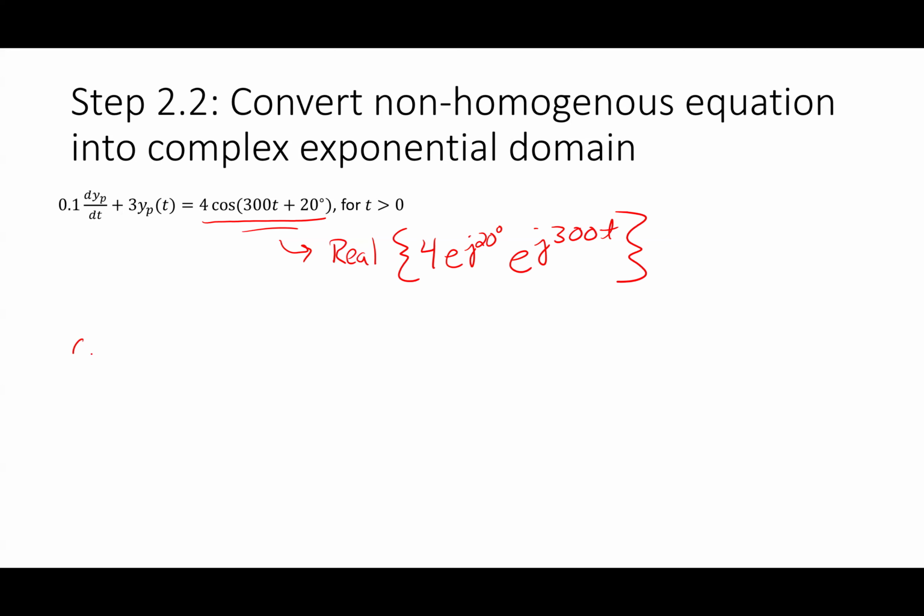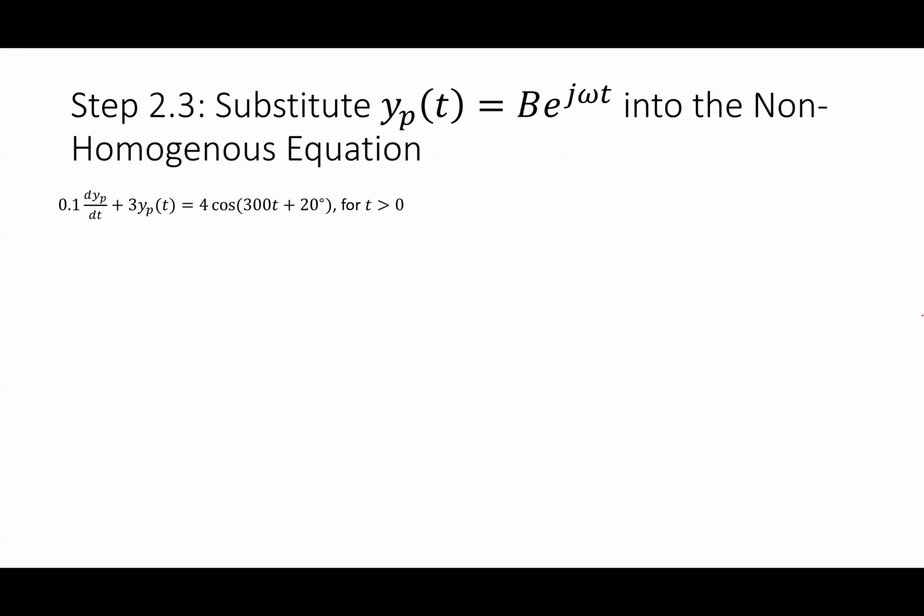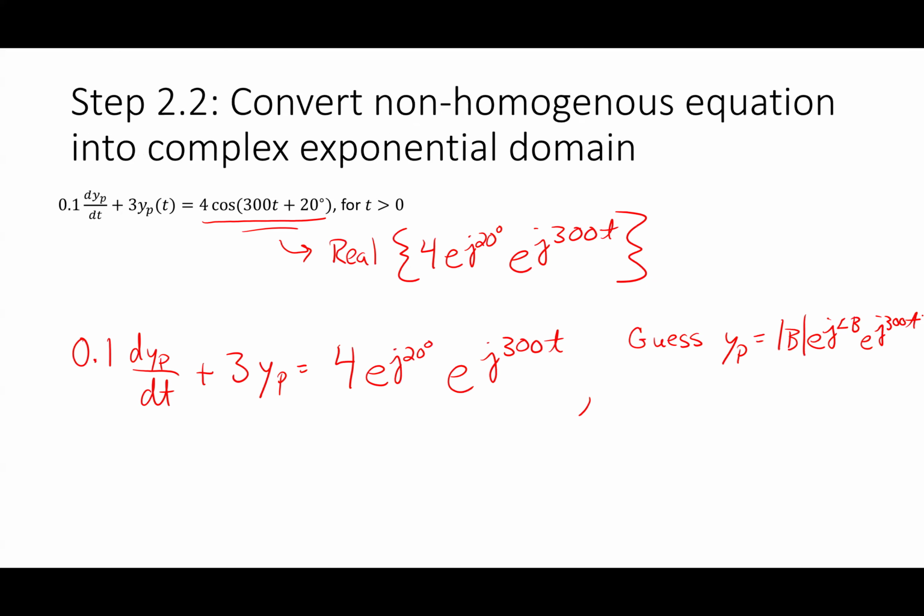So the equation is now 0.1 dyp by dt plus 3yp equals, I'm just going to drop the whole real part business, 4e to the j 20 degrees times e to the j 300t. Where I'm going to guess that yp equals what we said on the previous page. I'm going to drop the whole real part business completely away from this thing, and I'm going to go ahead and substitute this in there. So step 2 is basically this.